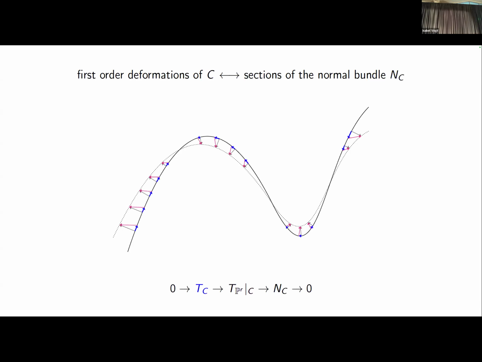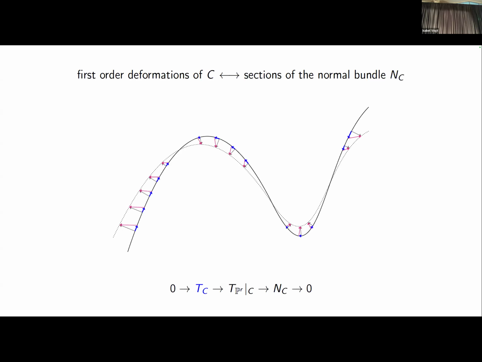So that really justifies why I'm looking at the normal bundle, right? Telling you where each point goes locally is like a section of the restriction of the tangent bundle of P^r to the curve, but I have to quotient by things that are the same modulo tangent vector fields along the curve. So I really do get the normal bundle. Okay, so the normal bundle controls the deformation theory.